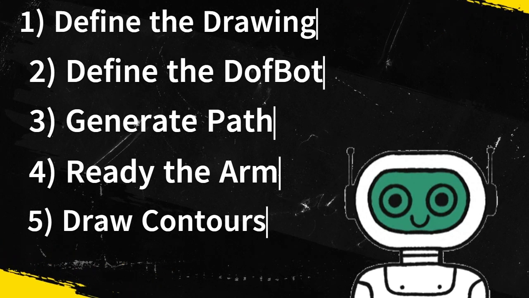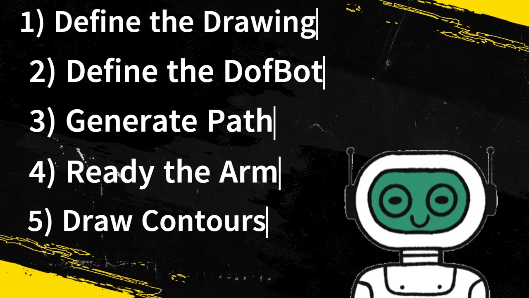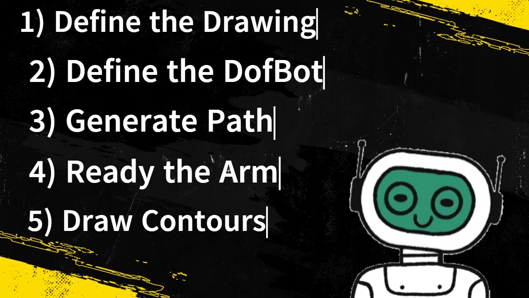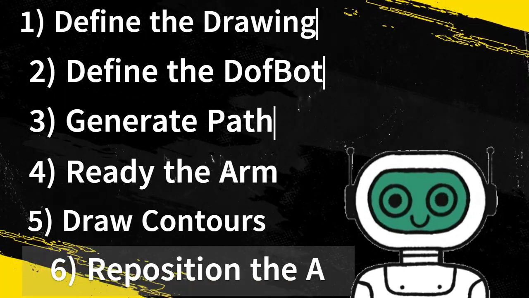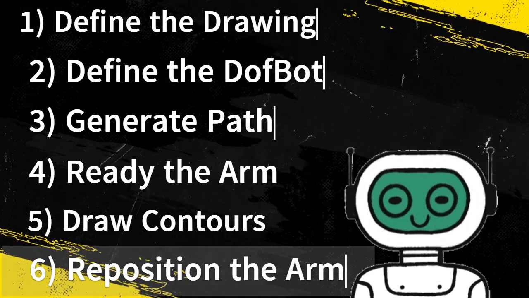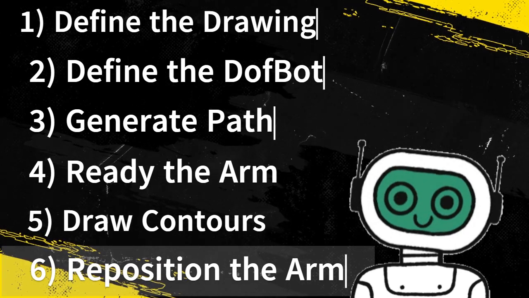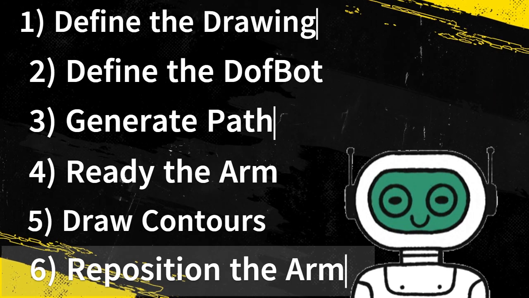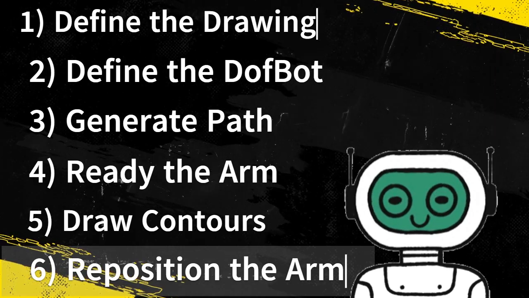Step 5. Draw contours. For each contour, I follow the generated path to draw the line in the real world. Step 6. Reposition the arm. After each contour is drawn, the arm must be positioned back into a neutral state to prepare for the next movement. Wow, when you look at it like that, it looks pretty simple.